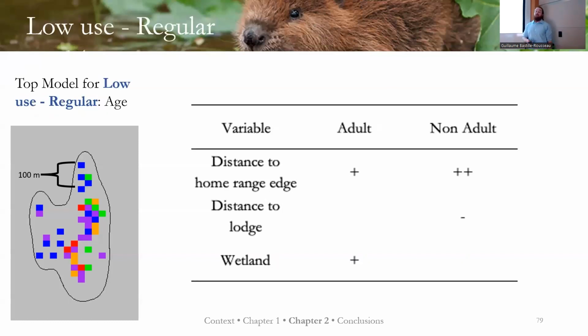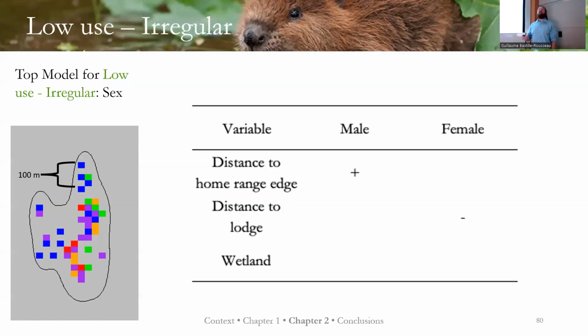For the low use regular cluster, the top model was an interaction between age and the environmental covariates we were using. So for adults, this was more likely to occur away from home range edge, and it was positively associated with wetland. And for non-adults, again, more likely to be found away from home range edges, though a more intense response, and likely to be found in close proximity to the lodge. And then finally, the top model for the low use irregular cluster included an interaction between sex and the environmental covariates we included. And for this one, for males, it was more likely to be found away from home range edges, and for females, in close proximity to the lodge.